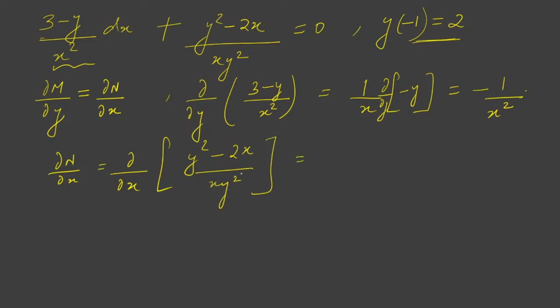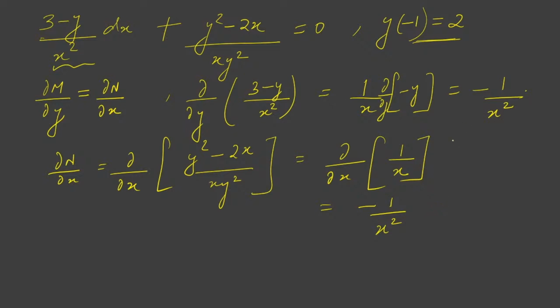So del by del x of, you can have a check here. Del by del x of y square cancel, so simple 1 by x. 1 by x minus 2x by xy square. Here there is no x term, so that can be omitted. So x to the power minus 1, so minus 1 x to the power minus 2 will be the solution. So again it is 1 by x square, the derivative of this quantity.